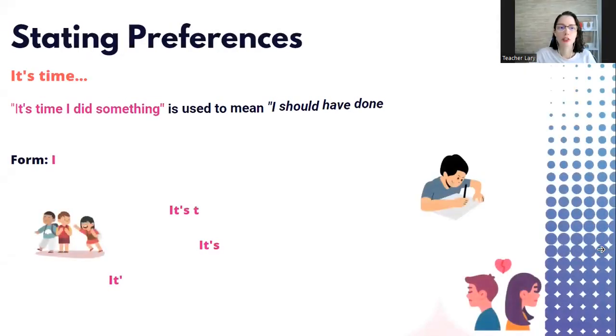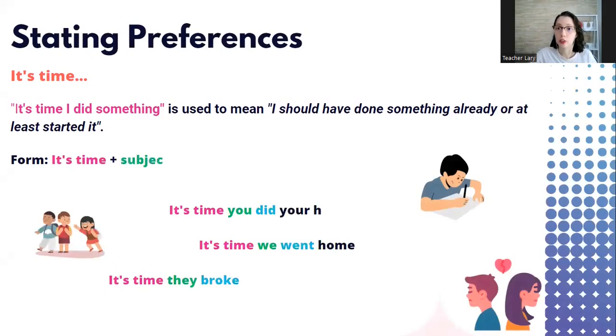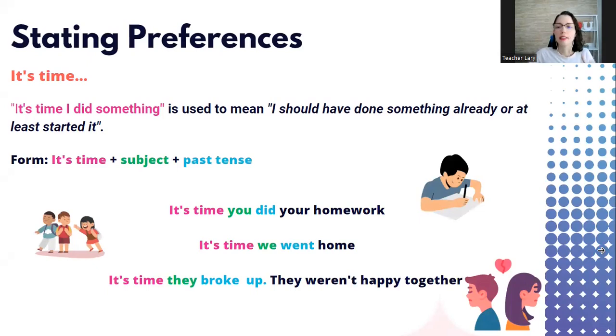The first expression that we're gonna see today is the expression it's time. It's time I did something. We use this expression when we want to say that we should have done something already, or at least started. So the form is it's time plus the subject plus the past tense or the simple past.